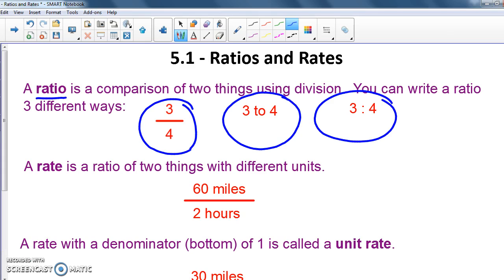A rate is a ratio, so it's still a ratio, but it has units, and it has two different units. So if you look here, 60 miles in 2 hours is a rate because we have two different units.